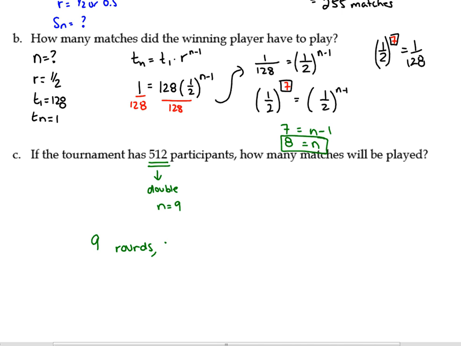Since we doubled the players from the original number, you only need one extra round to eliminate half of those people. And then you'd be back at 256.